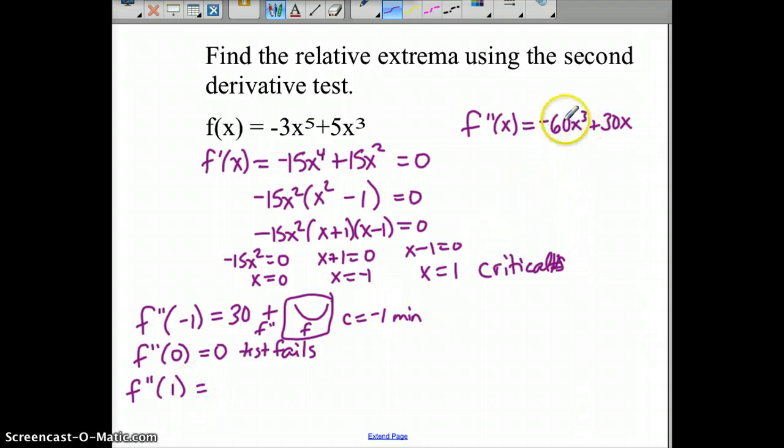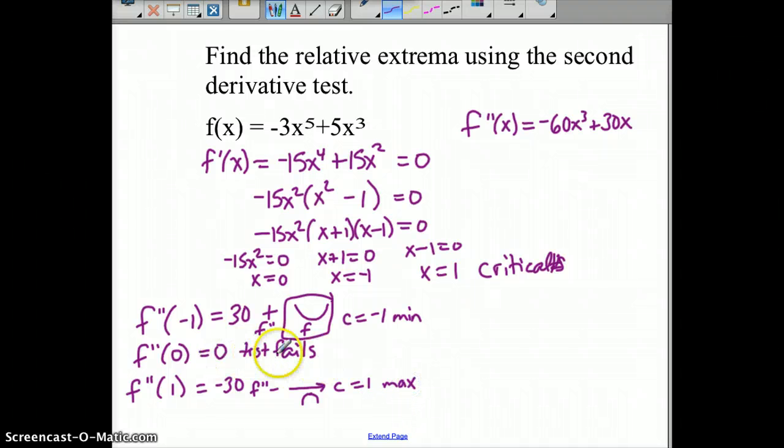Put 1 in, you get negative 60 plus 30, which is negative 30. Again, I don't care what number it is, just that it's negative. If my second derivative is negative, thinking through, my function's going to be concave down, so I'm going to be having a max at 1.